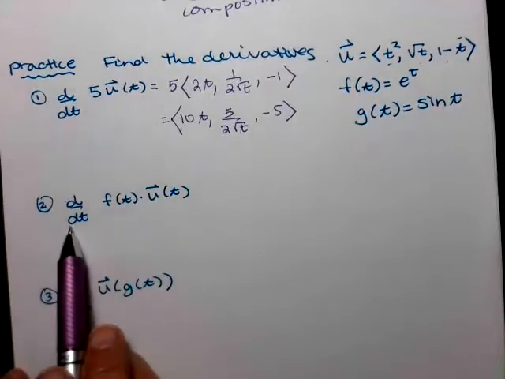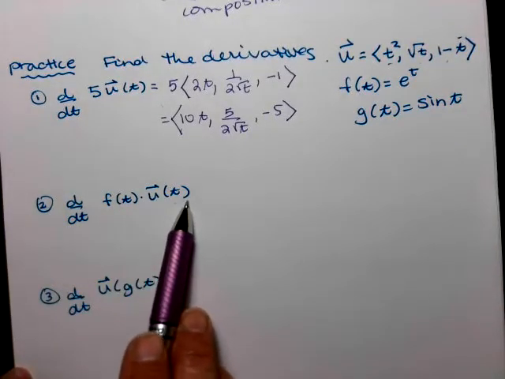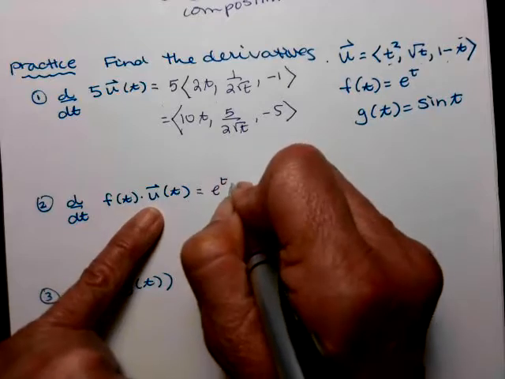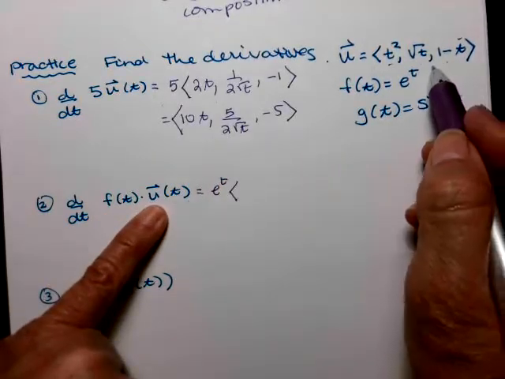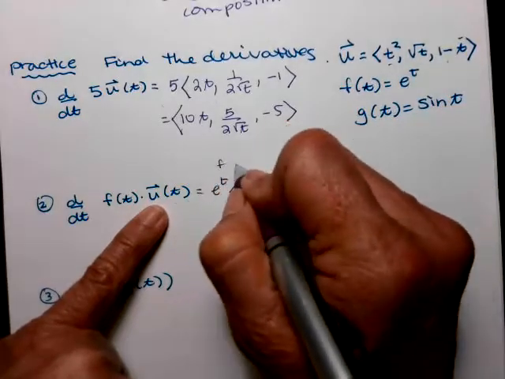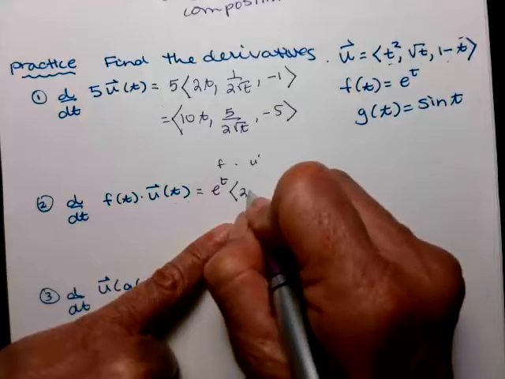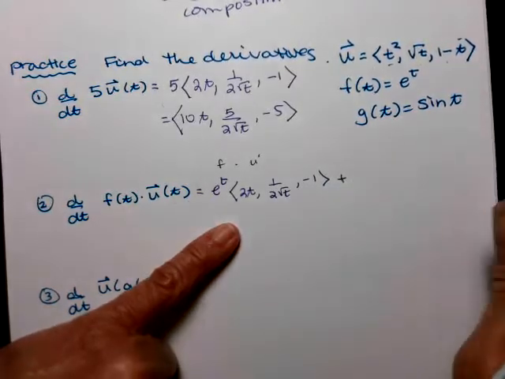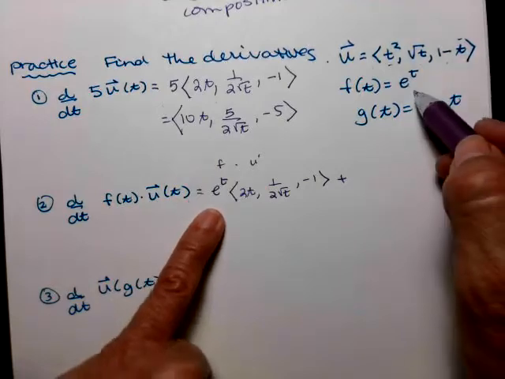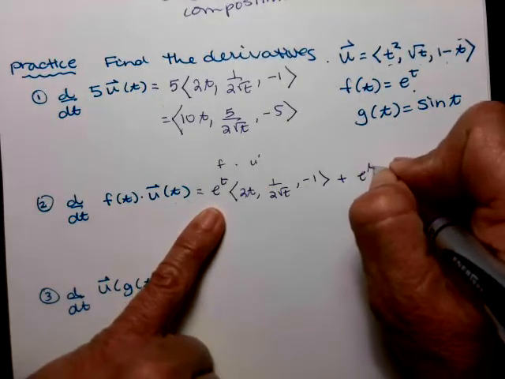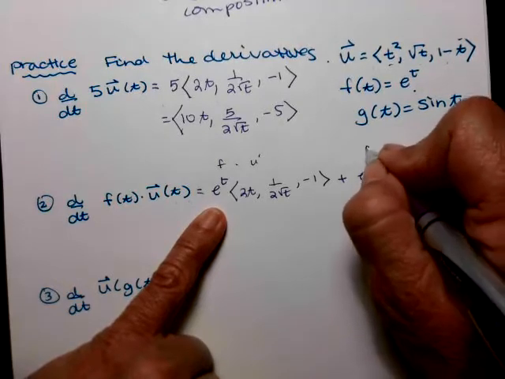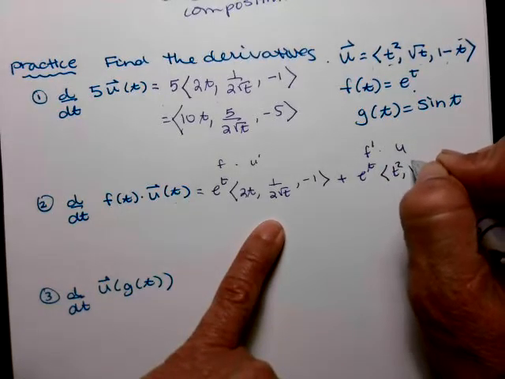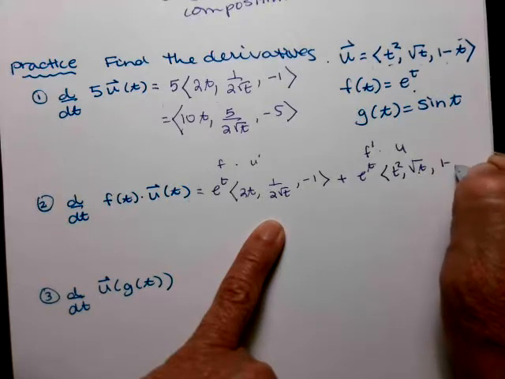Now, what is about my second one? I have the derivative of f of t times the vector u of t. So I need e to the t times the derivative of the second, so the derivative of u. So here's my f times u prime. So that'll be times 2t, 1 over 2 square root t, negative 1. And then plus, so this is first times the derivative of the second. Now I need the derivative of the first. Oh, derivative of e to the t is just e to the t. Okay, times, so this is my f prime. It just happens to look the same as f. And now that'll be times u. So times t squared, square root t, 1 minus t.